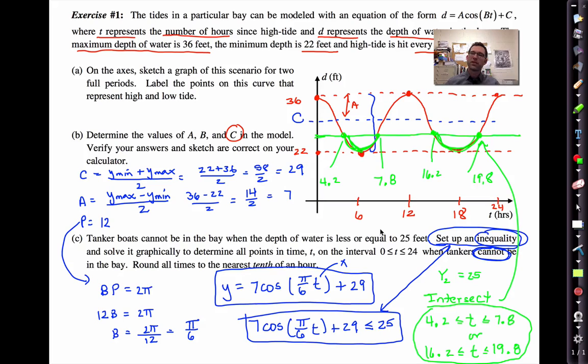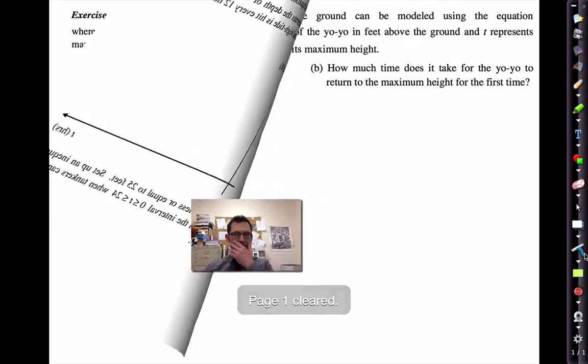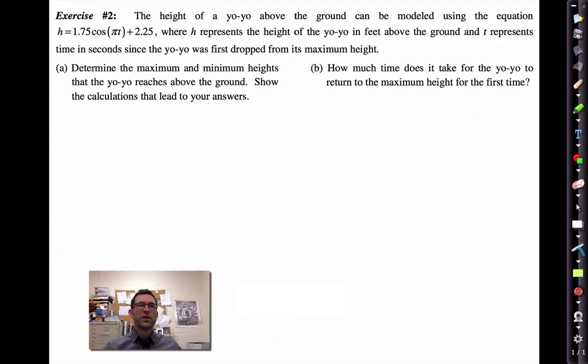All right, I'm going to clear out the text and we're going to move on and do another modeling problem. Okay, I love yo-yos. Here we go.